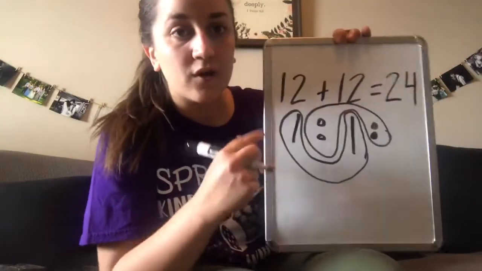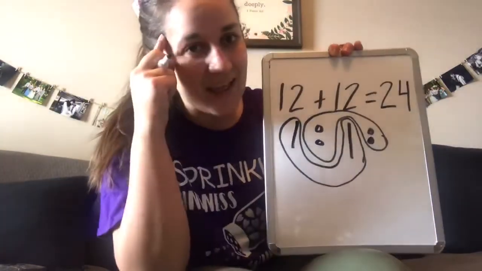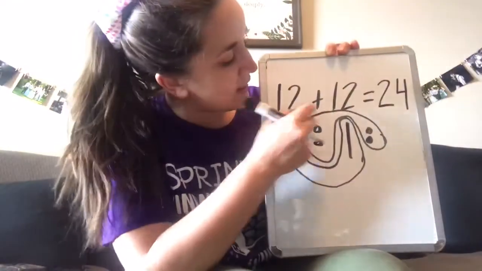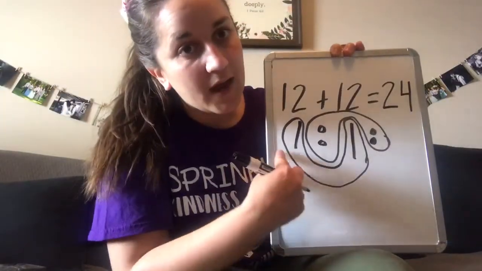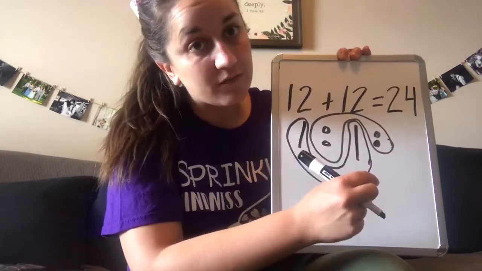And if I wasn't sure, I could have drawn the quick picture. I could have added the tens and the ones in my head, but with these numbers, I think that's a little challenging. I think that the quick picture is the easiest way. So 12 plus 12 equals 24.